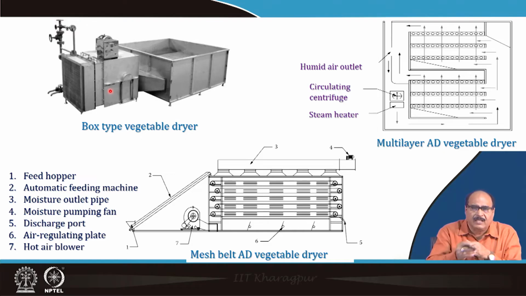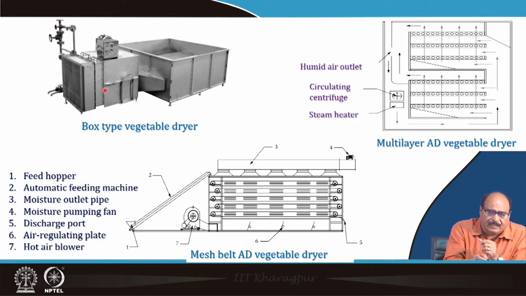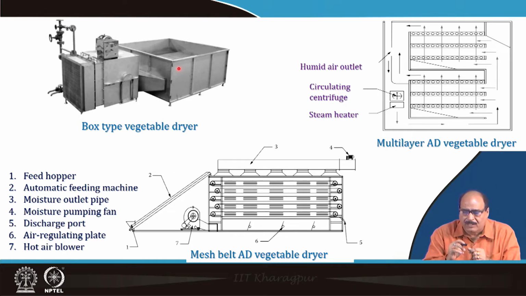This is the schematic shown for the various hot air drying equipment, that is, the box type vegetable dryer. This is the arrangement where the hot water is going and heating the air, and the dryer product is kept, and the heat goes and the moisture goes out. That is the box type vegetable dryer.